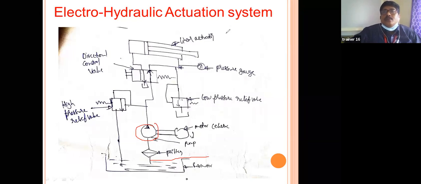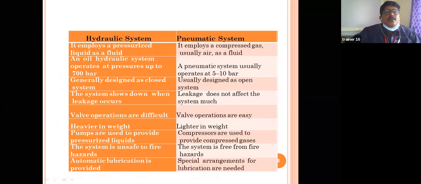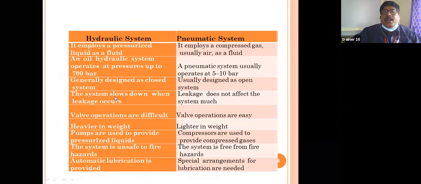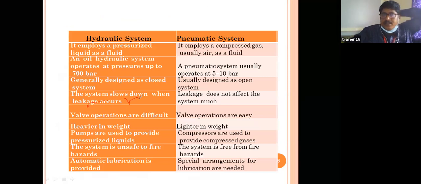Now we'll go for the next one, that is the differences. Here, the difference between the hydraulic actuation system and the pneumatic actuation system. The major difference is that in the hydraulic actuation, leakage takes place. See here, this one is the leakage.